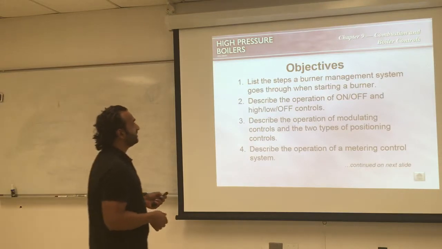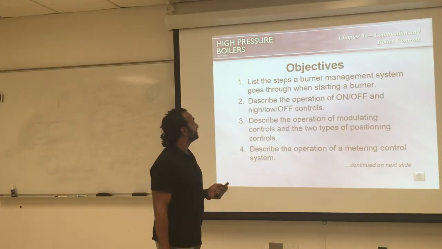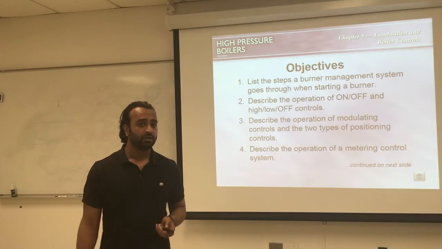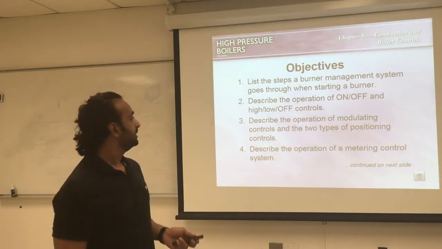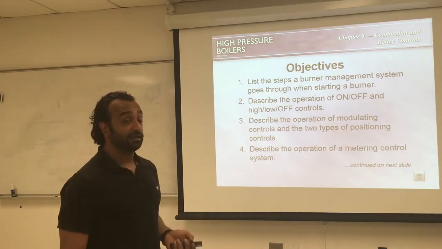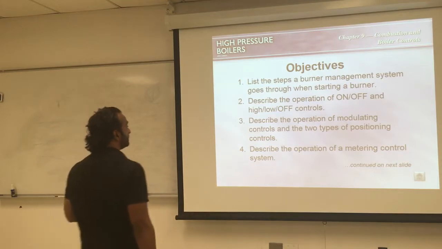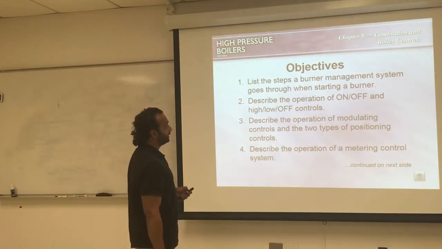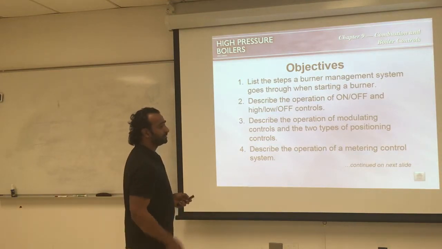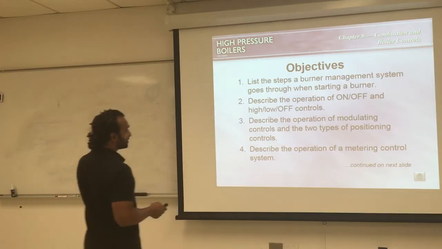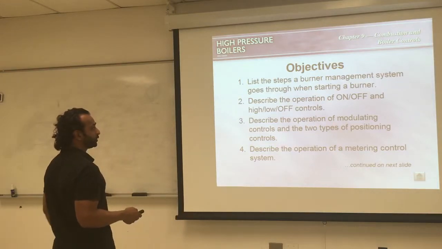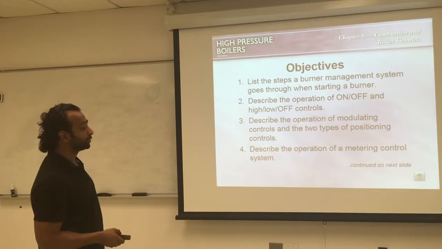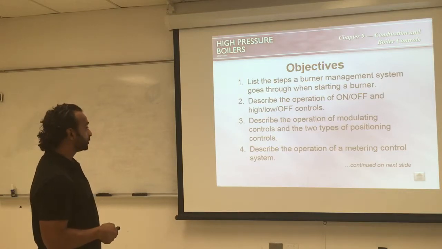So we'll talk about the steps a burner management system goes through when starting a burner, what are the steps and why, and how did that get automated over time. Describe the operation of on and off, high and low, off control. This is relatively easy. And describe the operation of modulating controls and the two types of positioning controls. We'll talk about that as well.